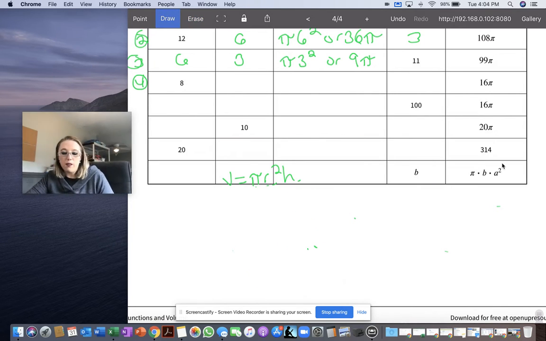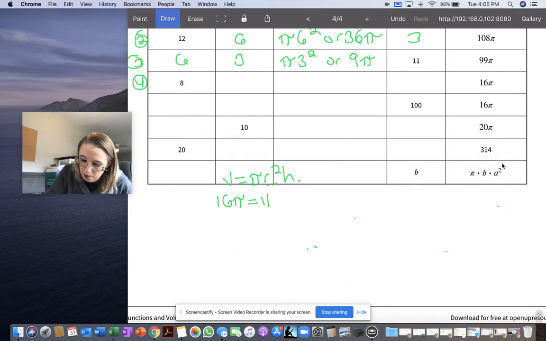Okay, so number 4, we're given a diameter and a volume. So our volume is 16 pi equals pi r squared h, okay? We know our radius, right? Because it's half our diameter, excuse me. So 4, pi 4 squared, or 4 times 4 is 16 pi.